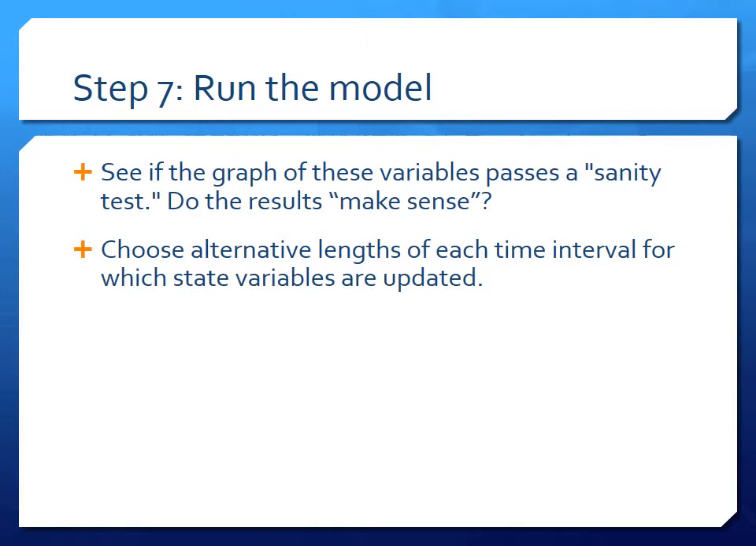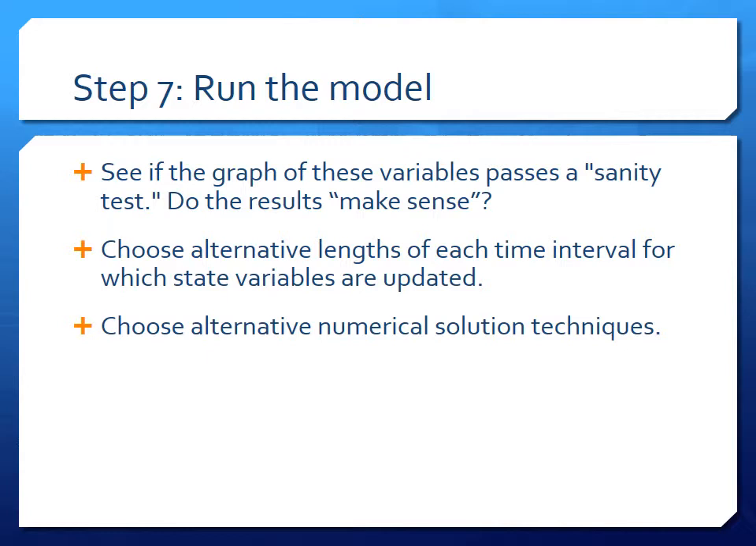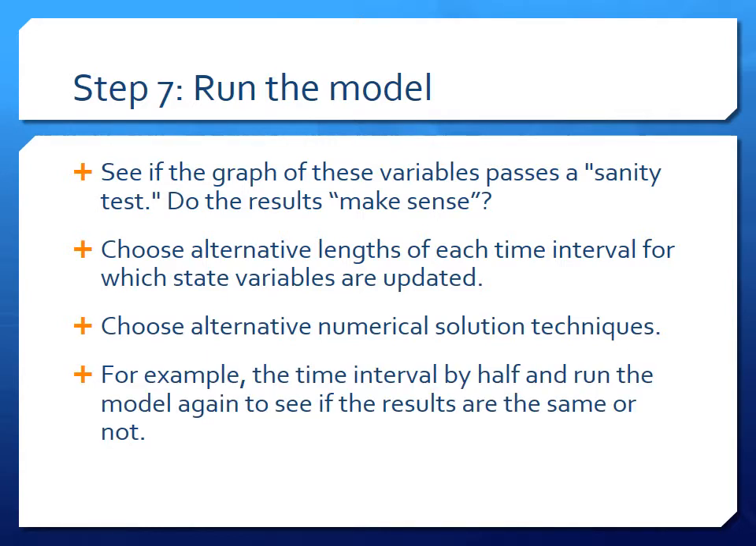You can start then playing around a little bit with the model, trying to change things to see if the model is robust. You can choose, for example, different time steps. So let's say you want to do not daily, but weekly, or maybe sub-daily time steps, and you can think about possibilities there. You can choose alternative numerical solution techniques, and I'll explain these later. But these are essentially the way you make the calculation, how you add up things, and there are different ways of doing this, as we will see. Now, for example, you can halve the time interval, you can double it and see if the results are the same. Okay, and that's a good way to check whether the model is running properly.